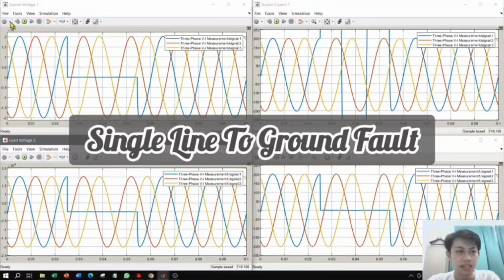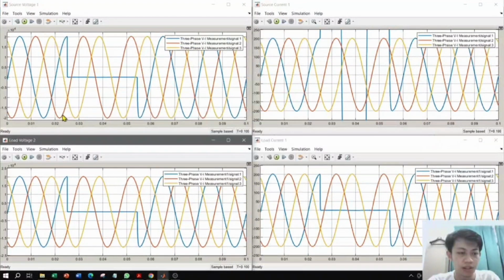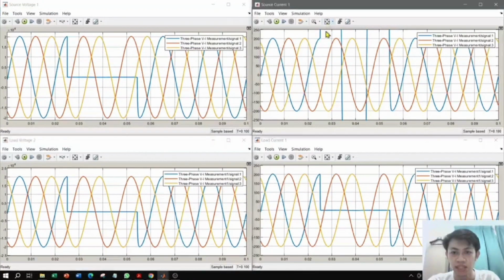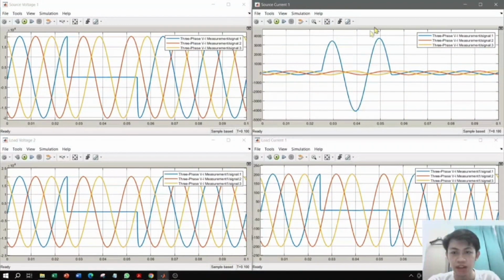So as you can see here, this is the source voltage. During the fault at 0.025 seconds, the voltage drops to 0 for a period of time. This is the source current. As we can see, this is the fault current, very high here, and this is the low voltage.